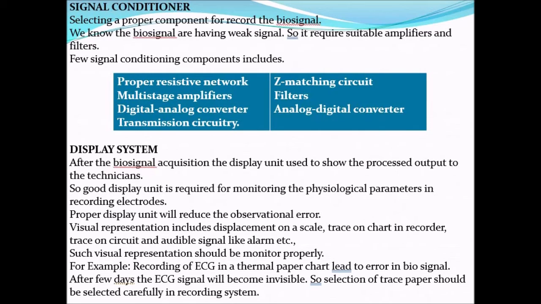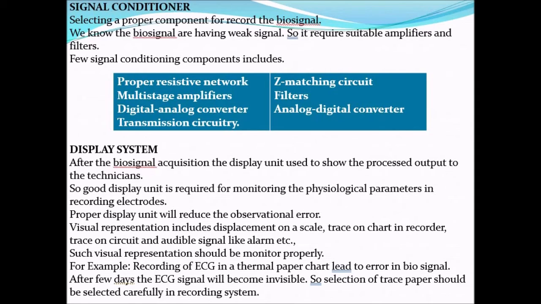So this biosignal conditioner, that is the signal conditioner unit, will have amplifiers in order to amplify the low level weak biosignals to the desired level for processing, manipulating, storage, everything. A few signal conditioning components are a proper resistive network, then multi-stage amplifiers. The signal which you are getting will be in the form of analog. That analog has to be converted into digital for storage purpose, display purpose and transmission purpose, everything.